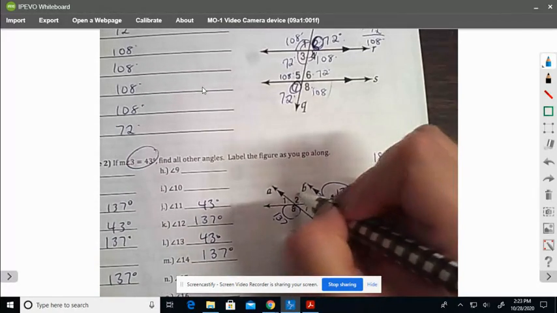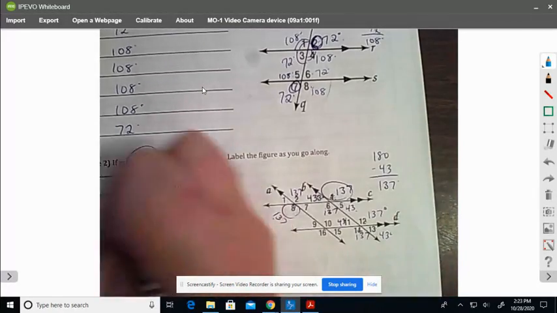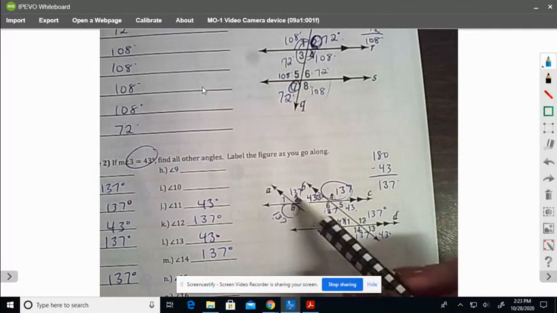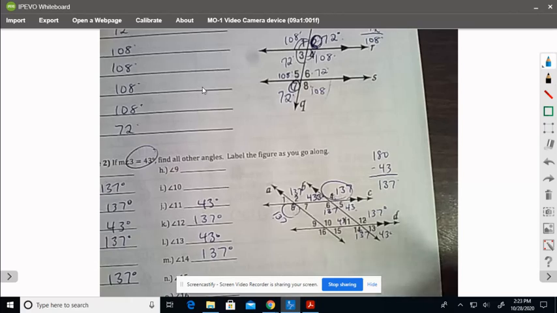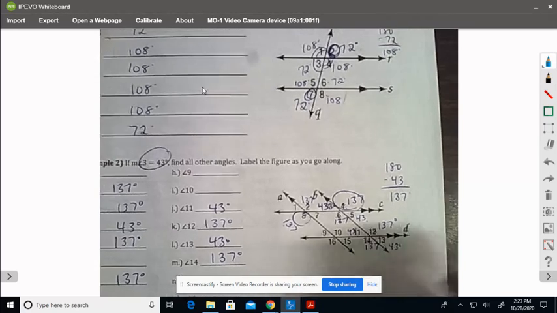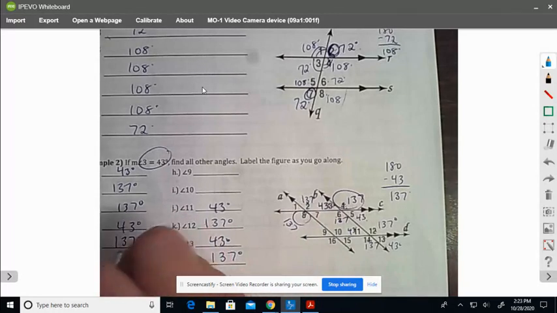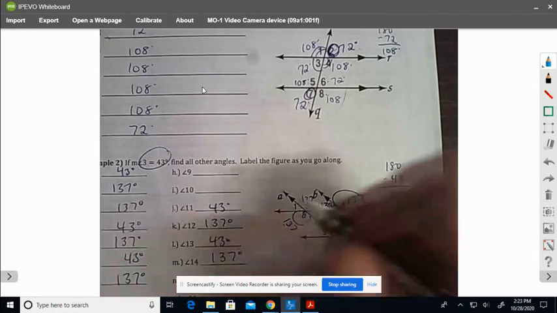That means that angle 2 would also have to be 137 because it's vertical angles. 1 and 2 or 1 and 8 should be a linear pair. They're on a straight line together, so they should add to 180. So that means angle 1 and angle 7 have to be 43 degrees.